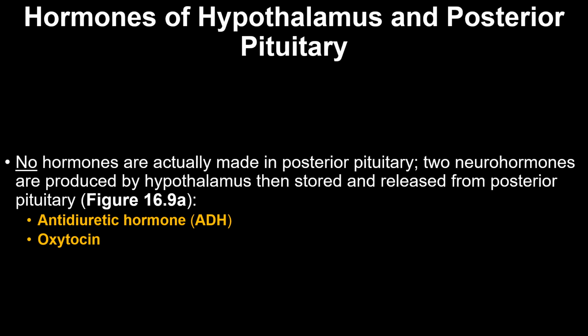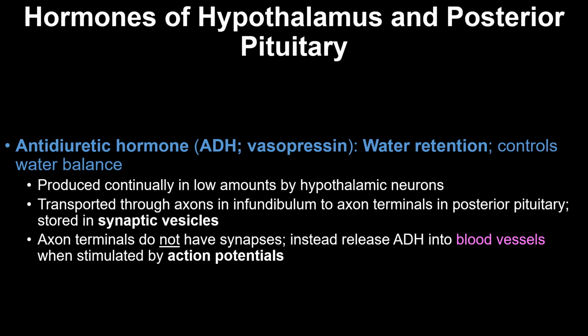Instead, what it does is it stores and releases two neurohormones produced by clusters of cell bodies in the hypothalamus, known as supraoptic and paraventricular nuclei. Now, these hormones are antidiuretic hormone and oxytocin, and we're going to look more closely at these hormones and their roles here. So the first one we're going to talk about is antidiuretic hormone, or ADH, or vasopressin. They're all the same thing. This is a hypothalamic hormone that controls water balance, and its synthesis and release process is basically this.